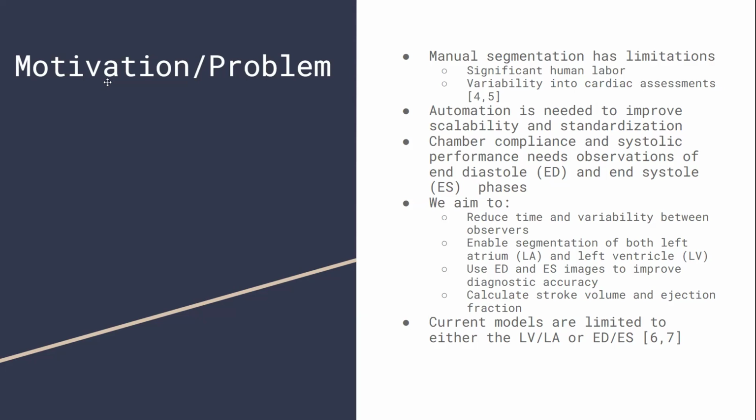Chamber compliance and systolic performance need observations of end diastole and end systole phases. With our project, we aim to reduce time and variability between observers, enable segmentation of both left atrium and left ventricle, use end diastole and end systole images to improve diagnostic accuracy, and calculate the stroke volume and ejection fraction. As I mentioned, there have been advances in 3D deep learning models using UNet. But we found, based on the current state of the art, that current models are limited to either the left ventricle or the left atrium, or, conversely, to one of end diastole or end systole.